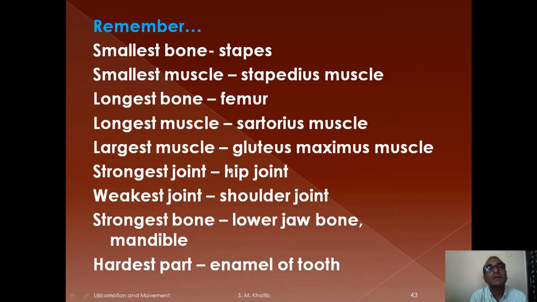Now some facts to remember. The smallest bone in our body is the stapes, that is the third ear ossicle. Then the smallest muscle is the stapedius muscle attached to the stapes, and the longest bone is the femur or the thigh bone, remember, which is longest. And in females it is longer than in males.